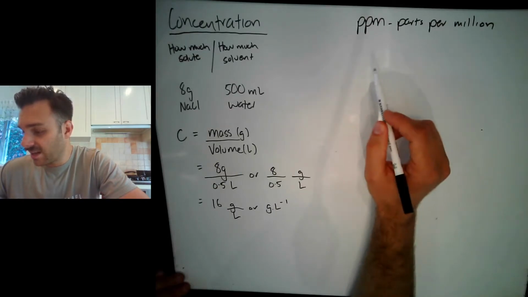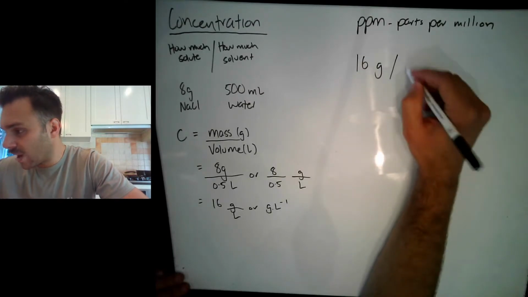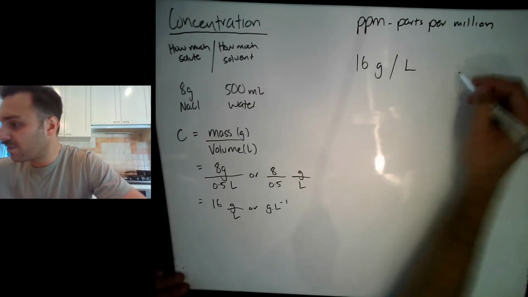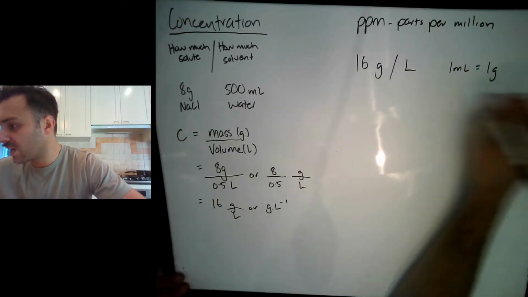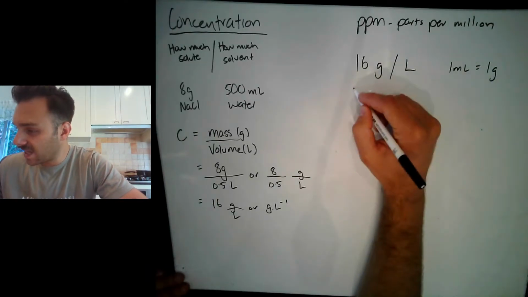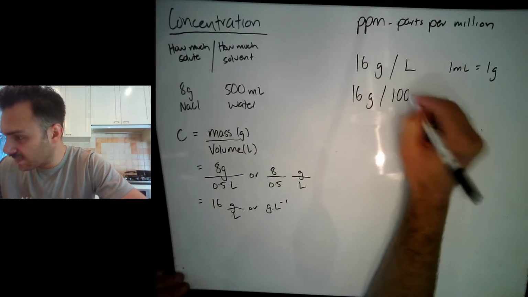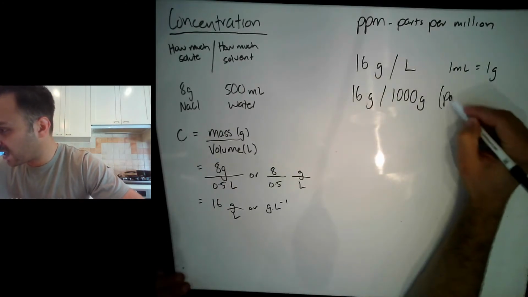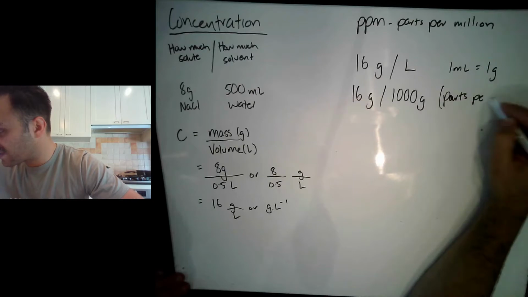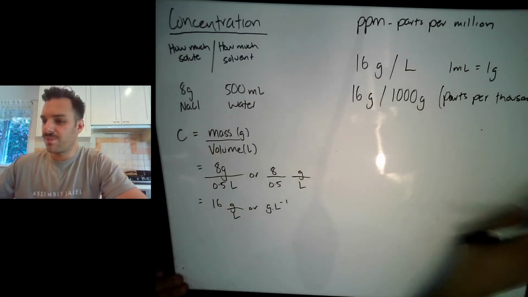Let's start again with our 16 grams in 1 litre. Now, remember that conversion, that 1 mL is equal to 1 gram. If we consider this, then we can say once again that we have 16 grams per 1,000 grams. What we have now, grams per litre, is essentially parts per 1,000. We've got this in parts per 1,000.